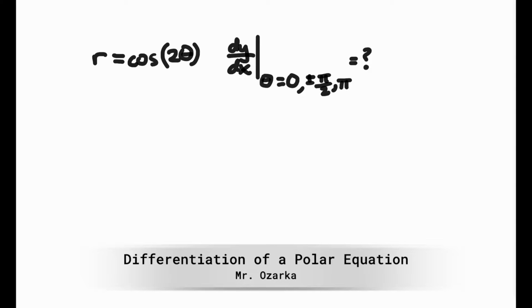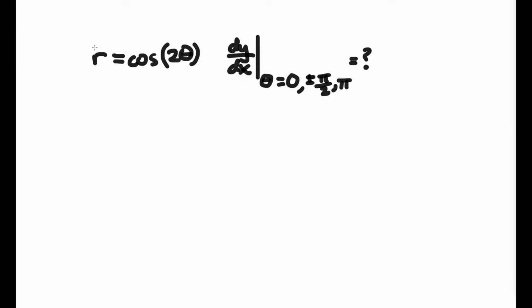All right, so this is going to be a video about the differentiation of a polar equation. As you see right here, we have r equals cosine of 2 theta, and we're looking for the derivative at specific points. We're looking for the derivative at theta equals 0, plus or minus pi over 2, and pi. First thing you're going to want to do is find the x and y value based on this polar equation right here. So that's what I'm going to do really quick.